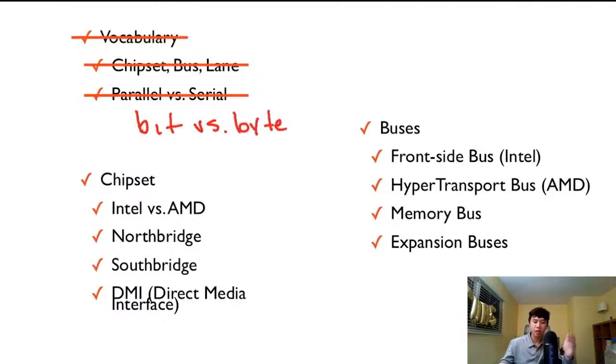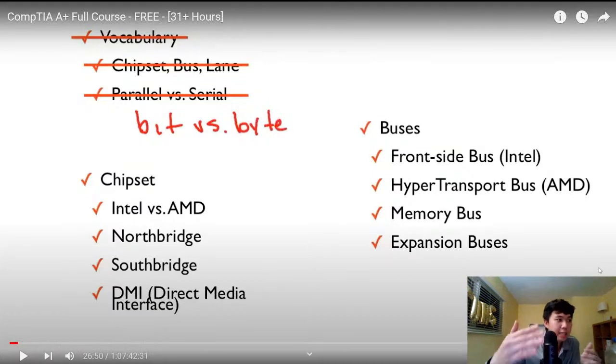So let's get into a chipset. A lane is like it can go forward and backward. A bus is only a wire. It's only a wire that sends data. It's a main wire. I would say main wire.